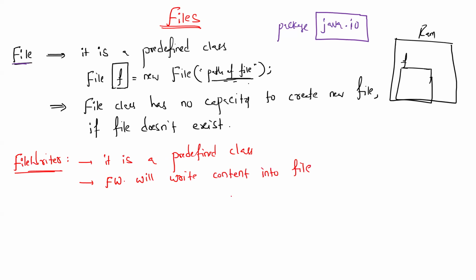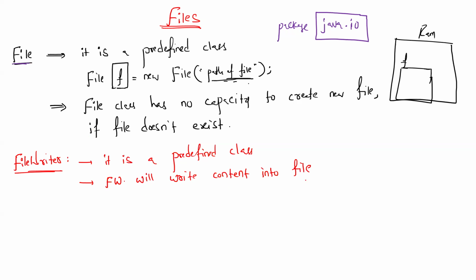What's the meaning of content? I want to write one line called "Java is platform independent." That line I want to write into one external file from a Java program. That's where we'll be using this file writer. I want to write some letters A, B, C, D and all. Then we'll be using the file writer object to write that content there. So that's the purpose of it.